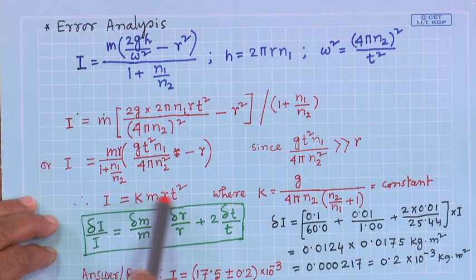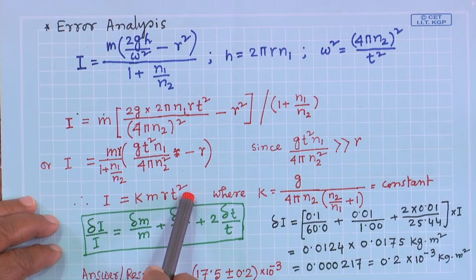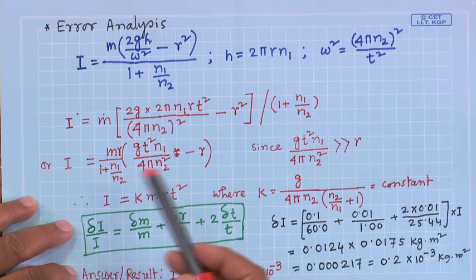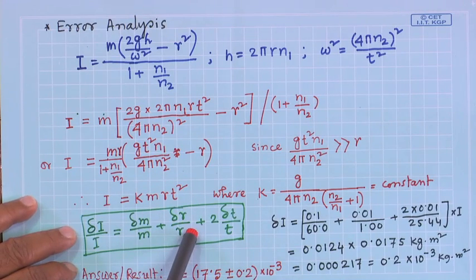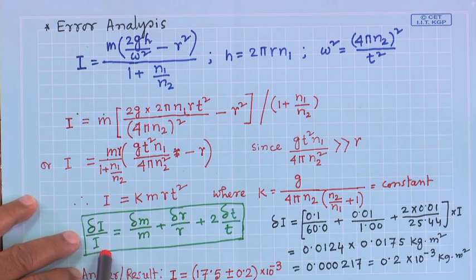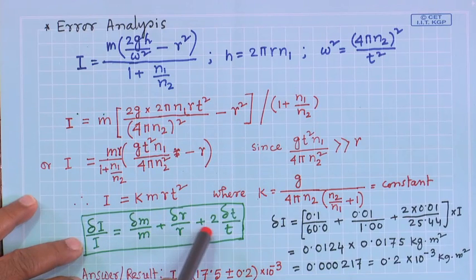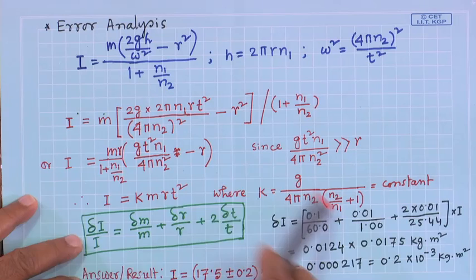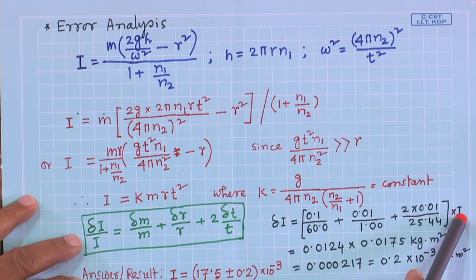So, now this is a very simple expression. It is in multiplication form, so the relative errors of each parameter will be added. So, delta I by I equals delta m by m plus delta r by r plus 2 delta t by t. This is a very simple expression for error. Now, we have one set of data, I have put them in, and delta I equals this multiplied by I.